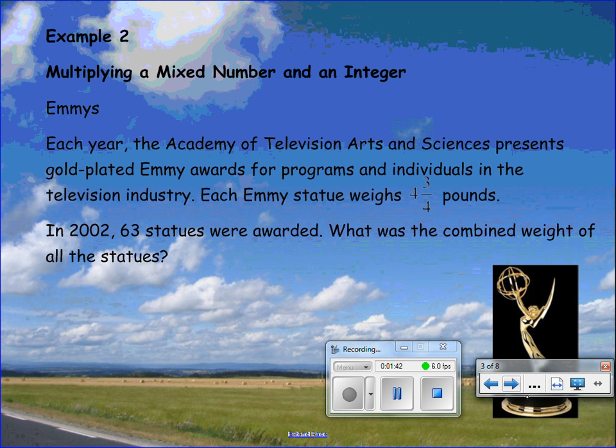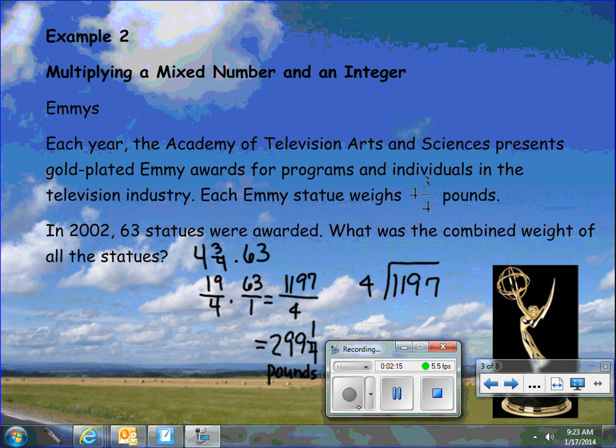An example with a word problem. Example 2. Multiplying a mixed number and an integer. In the Emmys, each year the Academy of Television Arts and Sciences presents gold-plated Emmy Awards for programs and individuals in the television industry. Each Emmy statue weighs 4 3/4 pounds. In 2002, 63 statues were awarded. What was the combined weight of all the statues? So we're going to take 4 3/4, which is the pounds, times 63.